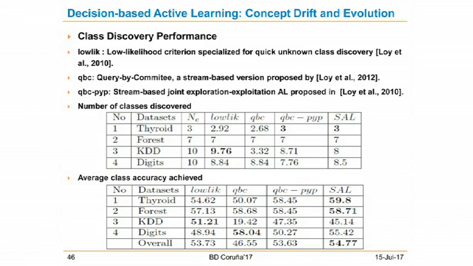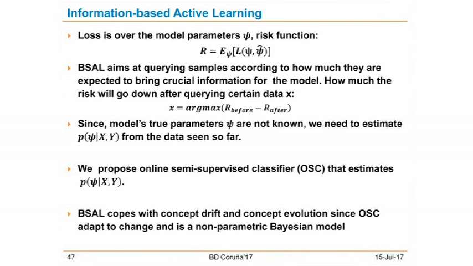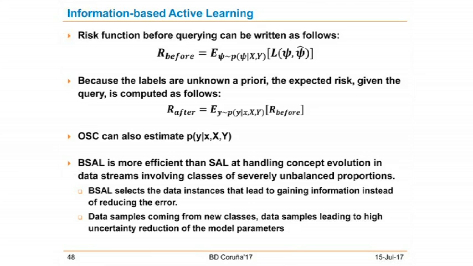So we use this for different data sets, and as you can see, most of the time SAL, which is stream-based active learning, performs very well. So the last can compare to the other ones, basically on different data sets. And then information-based active learning, I think I'm going to skip it. Again, here we tried to look for data points that basically bring more information gain. So we would like to ask about data points that better tune the parameters.